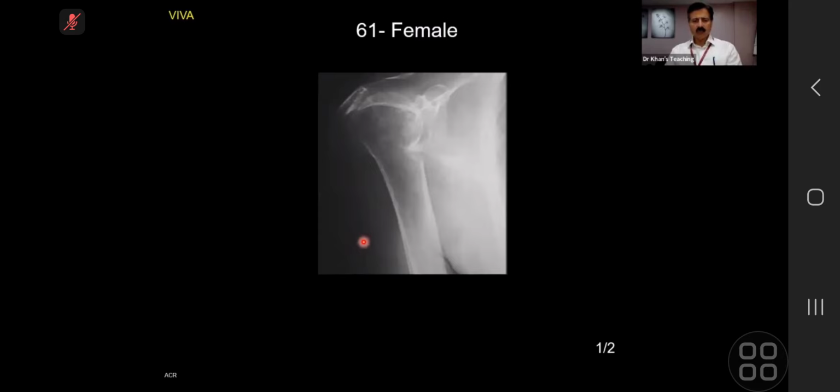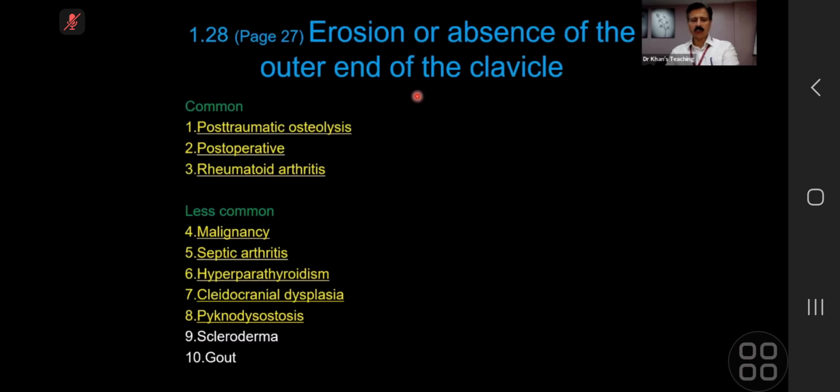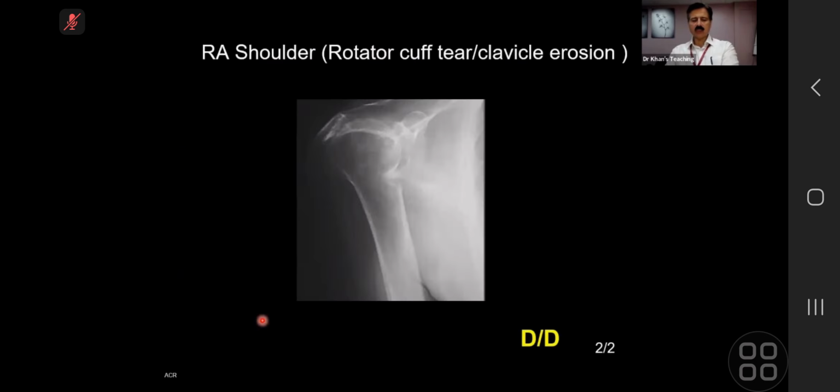Thank you. Well done. So if you see here, this is a case of advanced rheumatoid arthritis. First of all, if you go back to your differential diagnosis, erosion or absence of outer end of clavicle, top 3 are post-traumatic osteolysis, post-operative, and rheumatoid. And then less common are all of these. If you remember, we have already done these, cleidocranial dysplasia and pycnodysostosis in the first chapter. Now, this is a case of advanced RA, rheumatoid arthritis.